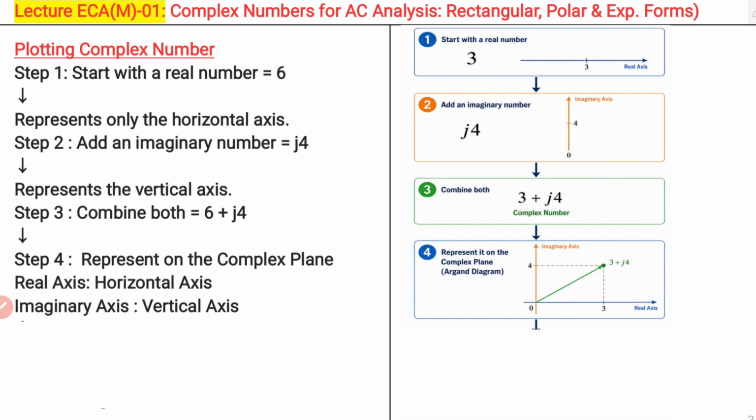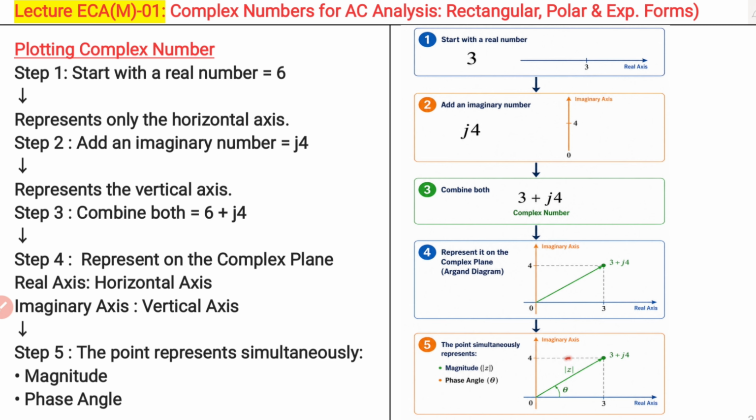Therefore the vector sum of this 4 and 3 comes out to be this vector, that is 3 plus j4, and this vector is simply the magnitude of the impedance, and the angle between this vector and the real axis is known as the phase angle.